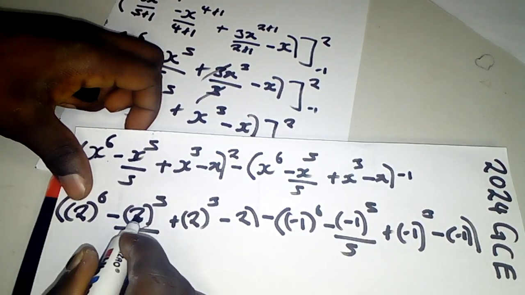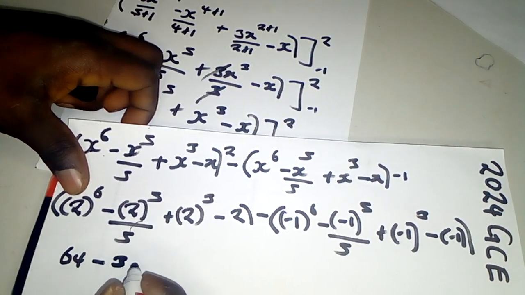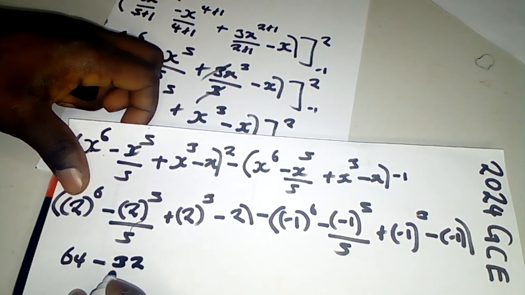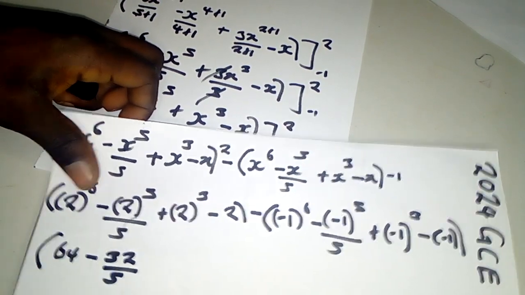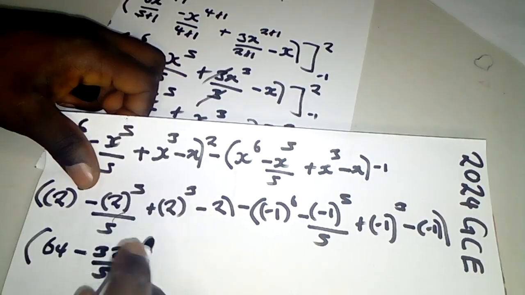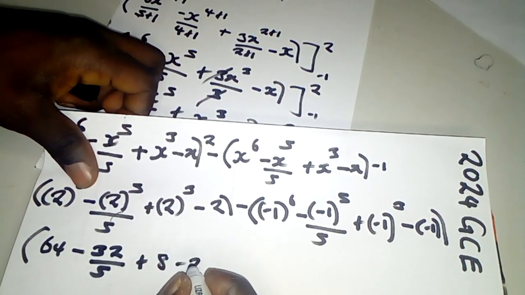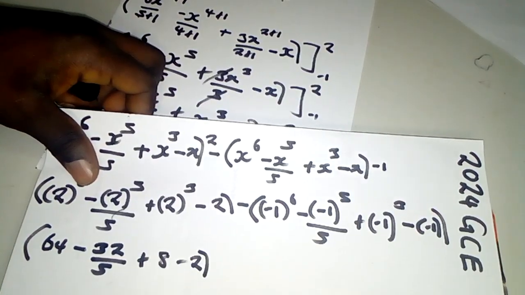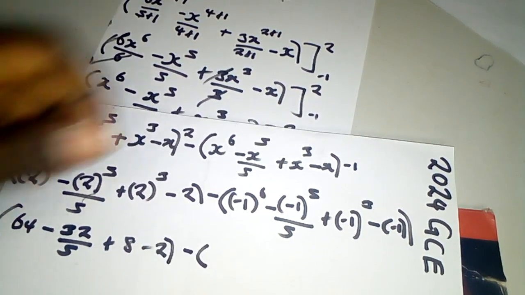Minus here 2 to the power 5. This one will give us 32, okay, over 5, like that, in brackets, plus here this is 2 to the power 3, we'll get 8 minus 2, close brackets. So minus, open brackets, we will come to this side.